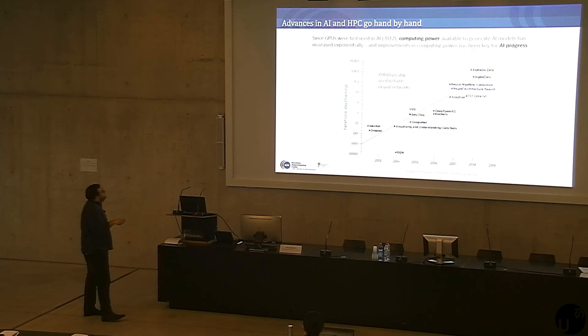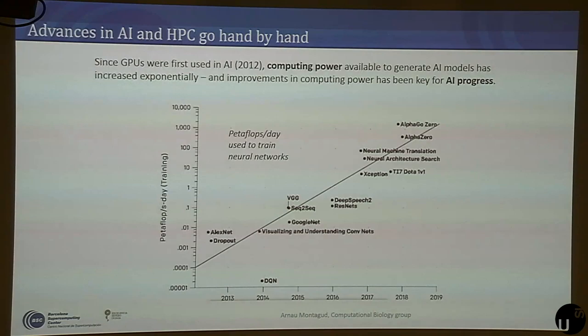So the idea is, why are we investing so much into HPC, or what is the need to invest so much in HPC? Well, this is a correlation that came in a paper some weeks or months ago. If you log one of the axes, the number of petaflops per day that artificial intelligence needed to be trained, against the time, you see that the newer AI technologies need more petaflops per day.